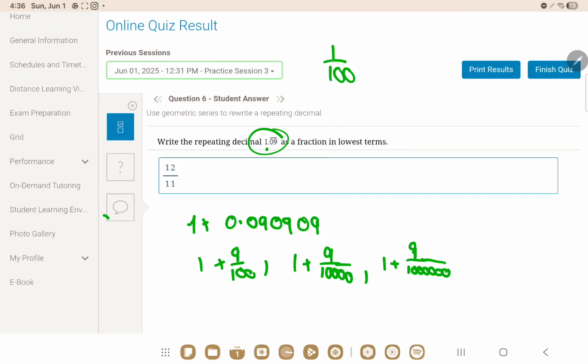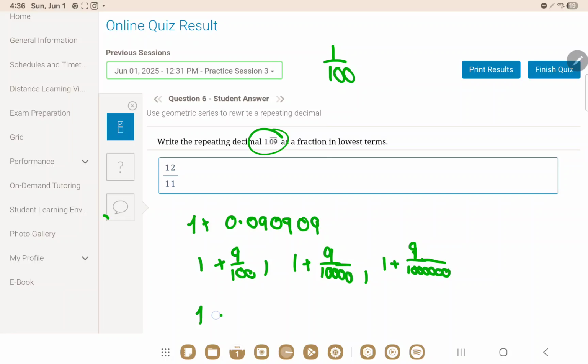By the way, if you want to know if it's 1 over 10 or 1 over 100, look at how many numbers are repeating. 0, 9, 2 numbers are repeating. So then it's 1 over 100. If it was 1.99999, then it would be 1 over 10. But yeah.